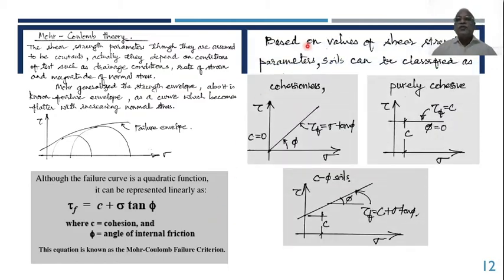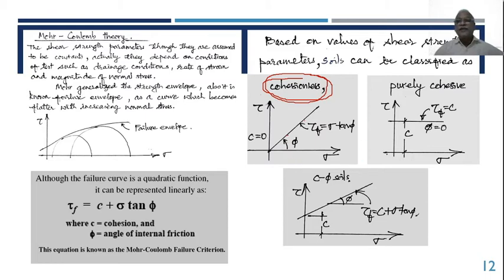Now, based on the values of shear strength parameters, that is C and phi, soil can be classified mainly in a variety of ways. The first one is cohesionless soil, where C is equal to 0, the intercept on y-axis is equal to 0 on the tau sigma graph, right? So if you find a number of points, you fit a straight line, and the equation of the straight line would be tau f equal to sigma tan phi. There is no C here. This angle will be phi, angle of internal friction.